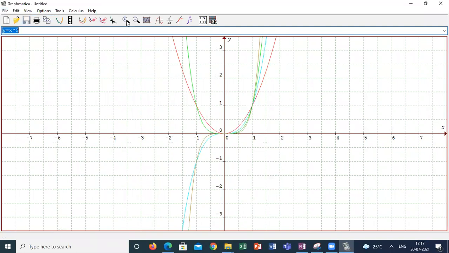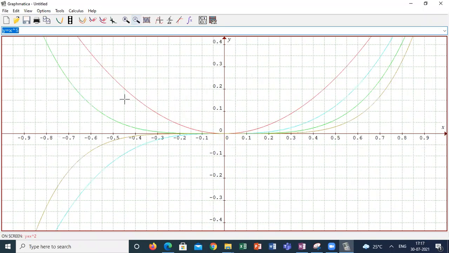If I look deeper into this, see this one. All even powers, this is y is equal to x power 2. This green color is y is equal to x power 4. You can see at the bottom what equation it is. This is y is equal to x power 5. This blue color is y is equal to x cube. So we are getting different curves. This is the geometrical representation of a polynomial.